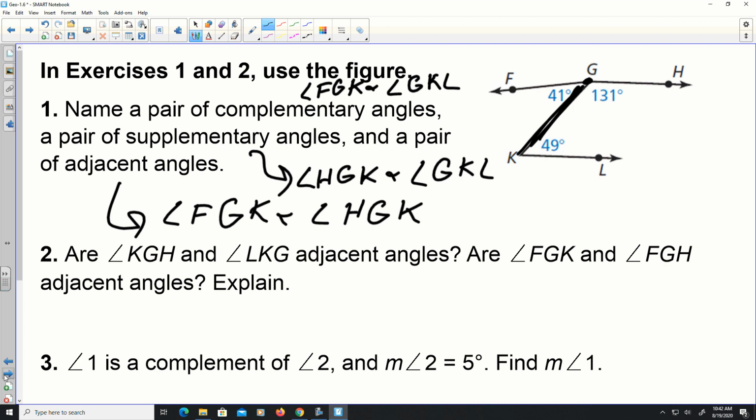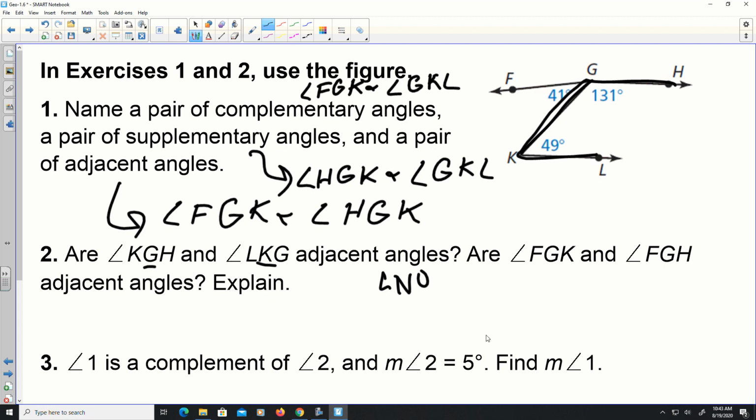Question 2 here asks, I'm just going to erase some things on this diagram so we can see. KGH and LKG are adjacent angles. Or are they? We have angle KGH and angle LKG. Are they adjacent angles? The answer is no, because they do share a common side, but they don't share a common vertex. This vertex is G, this vertex is K. It doesn't work that way.